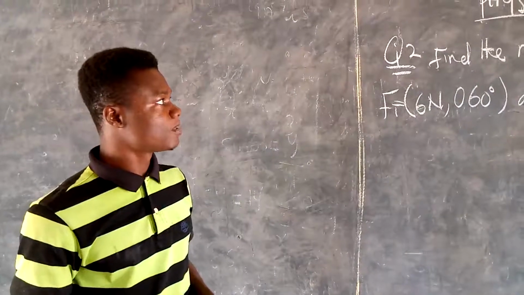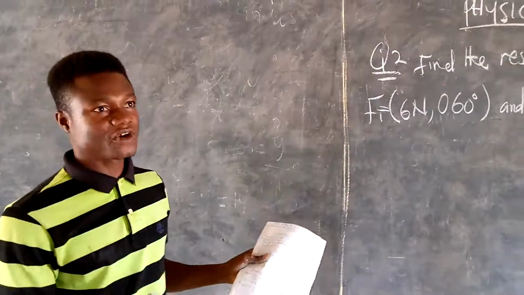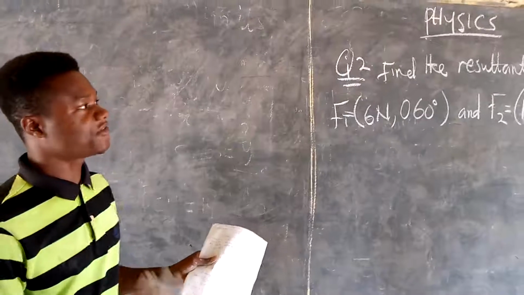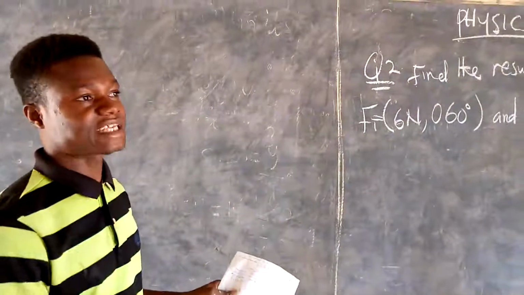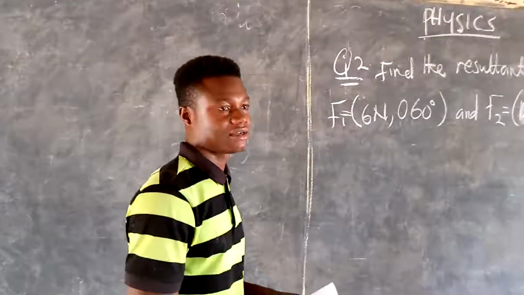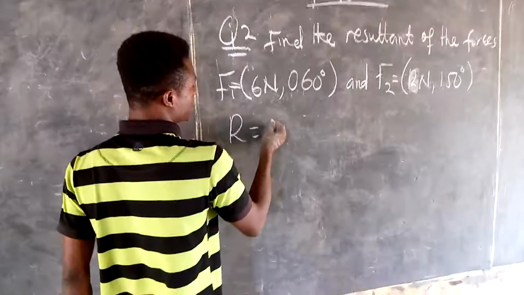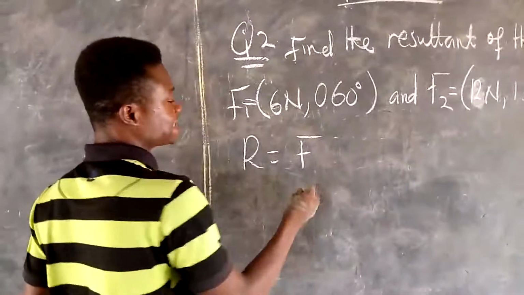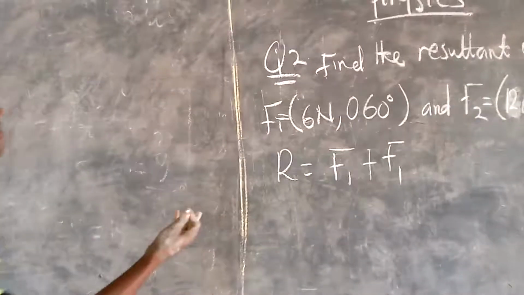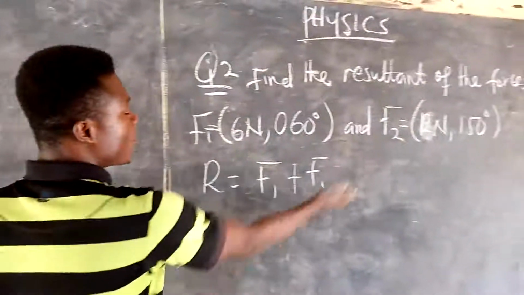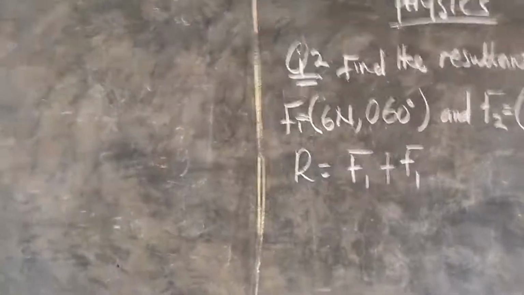So one thing that we need to know here is that for all coplanar forces, when you are asked for the resultant, it is equal to the vector sum of the forces. So if you are asked for the resultant, you mean that you have to sum all the forces together before you can get the resultant.